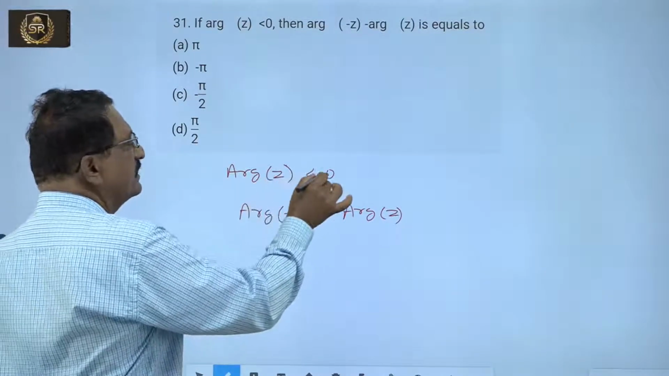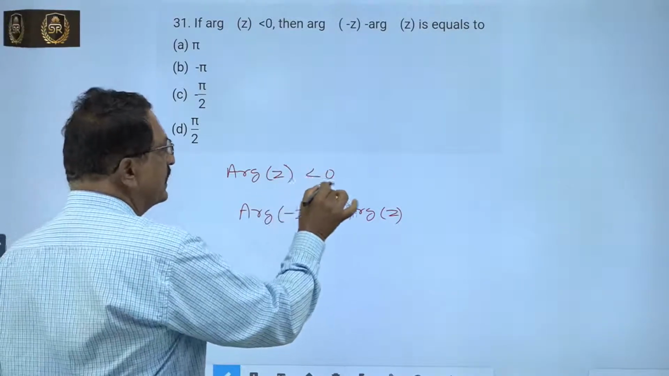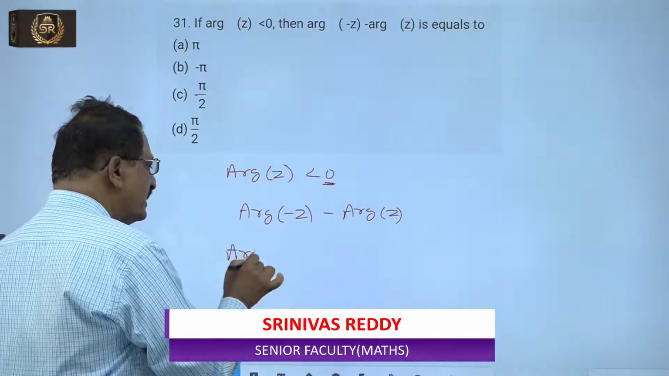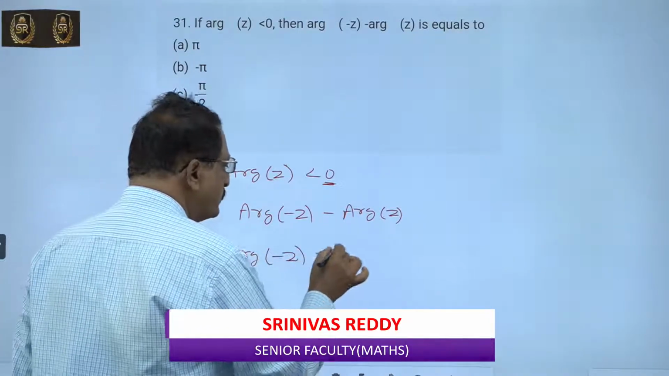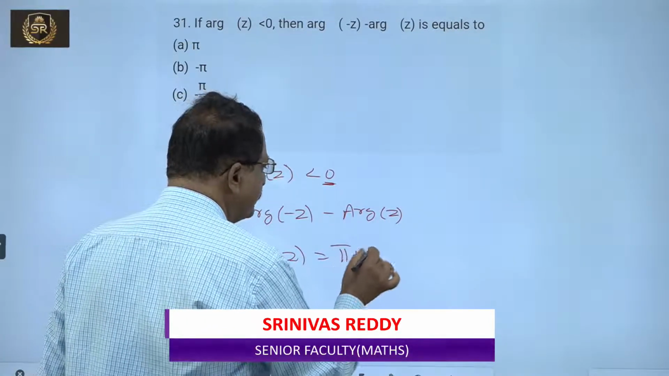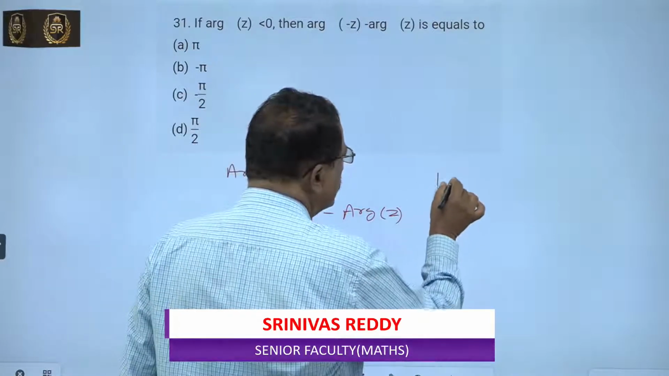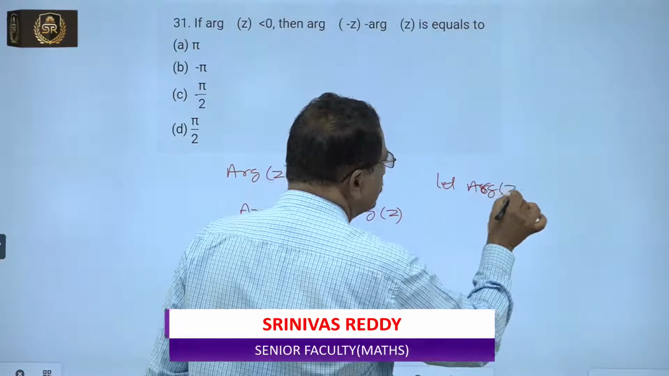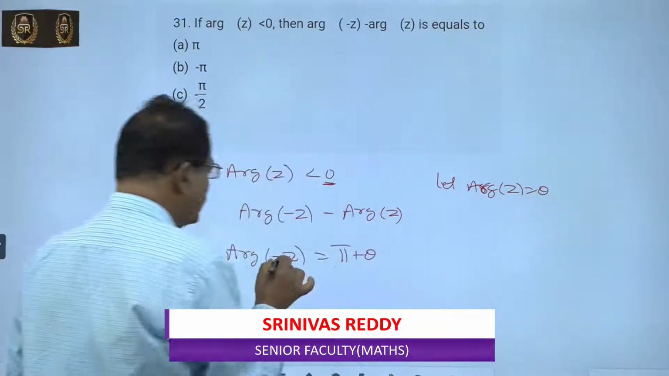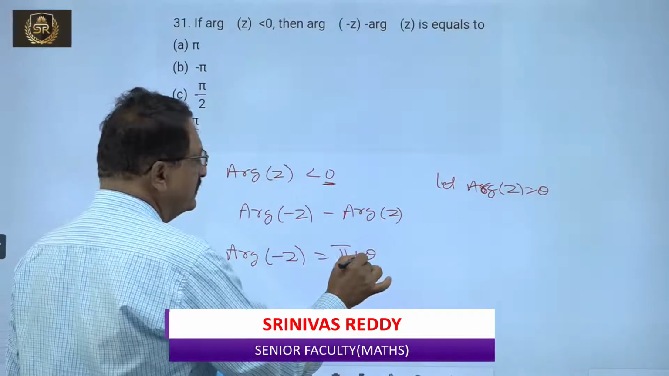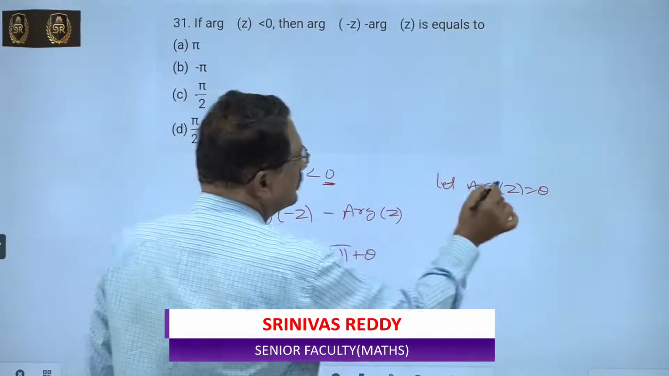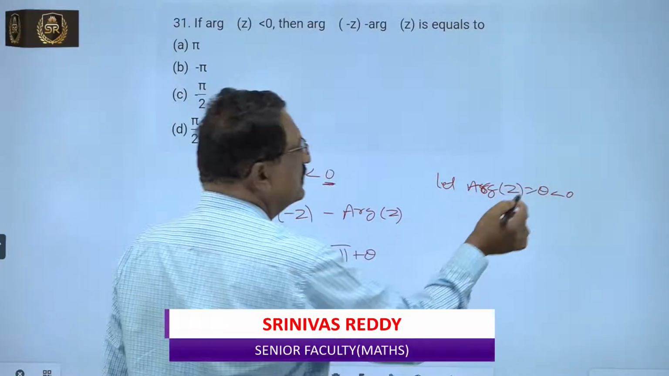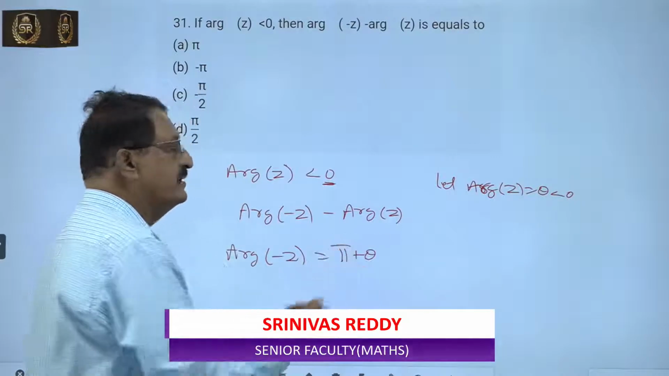Here argument of z less than 0, negative value. Therefore, argument of minus z equals pi plus theta, where theta is, let argument of z equals theta. Now, argument of minus z equals pi plus theta, because here theta less than 0 given. If suppose argument of z is theta and it is positive, then pi minus theta.